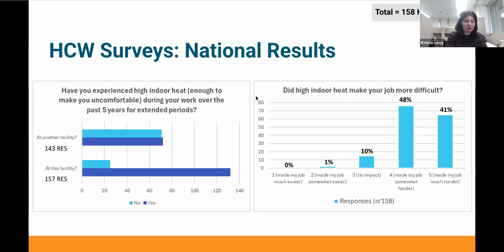But then even at other facilities, it's still pretty common for them to experience high temperatures. When we look at whether or not it made their job more difficult, that becomes even more apparent. It's very rare for anyone to say that it made their job easier. A small percentage, 10%, said that it didn't have an impact, but the vast majority of the healthcare workers said that it made their job more difficult.